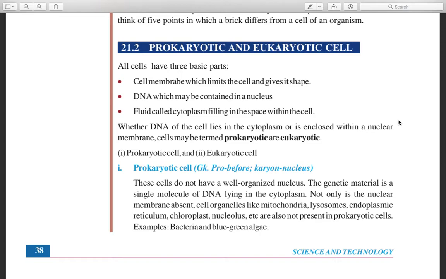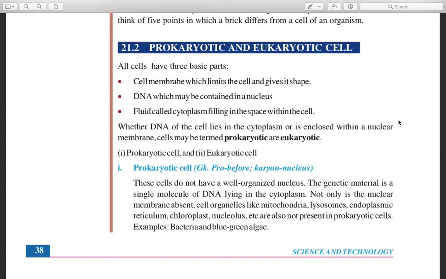So the main difference when we say this cell is prokaryotic and this cell is eukaryotic is based on where the DNA of the cell lies in the cell. Based on that, the cell is differentiated into prokaryotic and eukaryotic. If the DNA of the cell lies in the cytoplasm, then that will be called prokaryotic. If it is inside an enclosed nuclear membrane, then that will be called eukaryotic. This is a general definition.